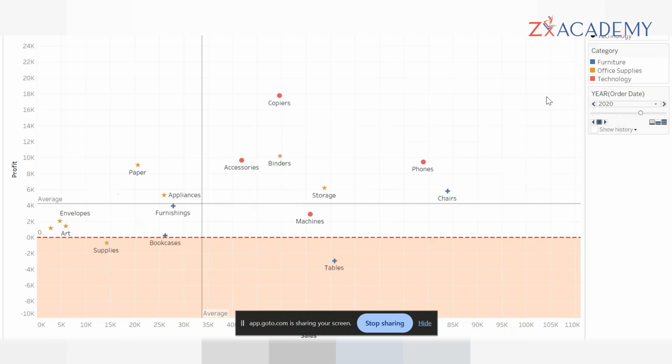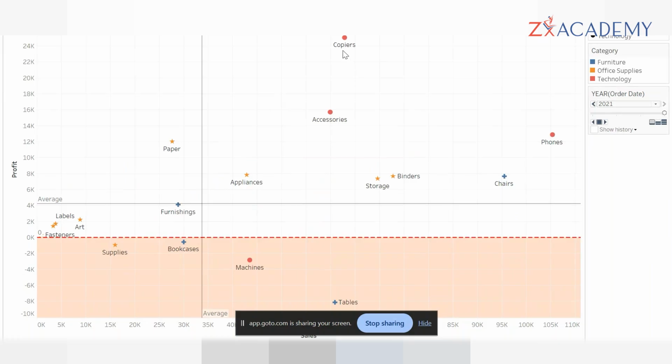And from 2019 to 2020, again it has doubled. From 2,900 it came to 9,900, and now it has come to about 17,000 profit. So it is doubling again and again. And the sales also, from 10,000 it became 27,000, again doubling, to about 50,000. And when you see 2021, it is at the very top.